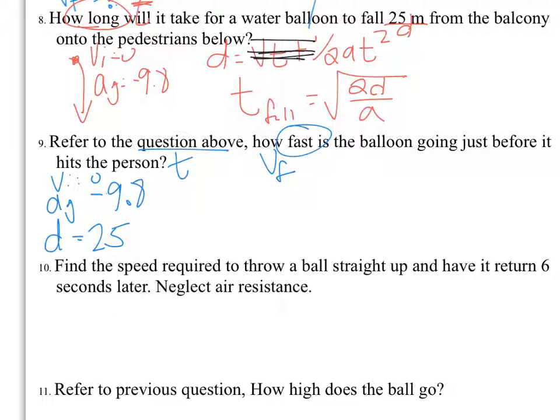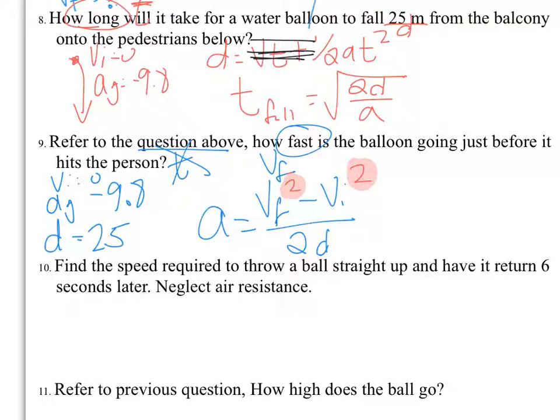So they have not given us time, and I don't want to use the time from the previous question just in case I made a mistake. So I have 2 velocities, acceleration and displacement, then my equation must be final minus initial divided by 2 times the displacement. Okay, and I want to make sure I don't forget the squared. It's probably the most common error is forgetting to square, or in this case, square root at the end.